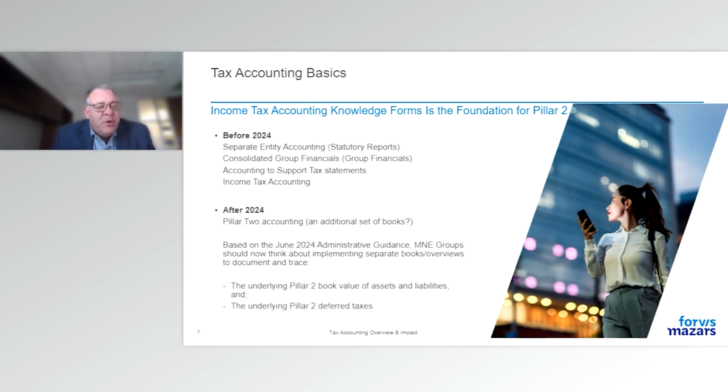So before 2024, we had statutory reports, legal entity financials for various countries, for various reasons. We had consolidated group financials. Then we had the accounting for tax support, essentially tax return accounting. And then we had income tax accounting. Now with Pillar 2, we have what some people would refer to as an additional set of books, which essentially requires us to look at the value of the assets and liabilities and treat them differently from a deferred tax standpoint, as well as the underlying Pillar 2 deferred taxes will be very important.